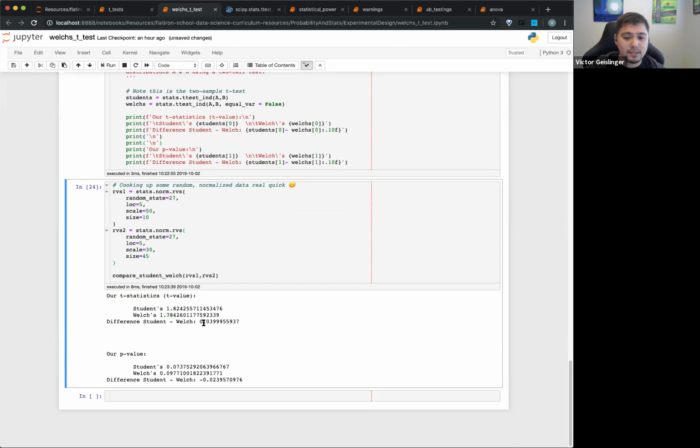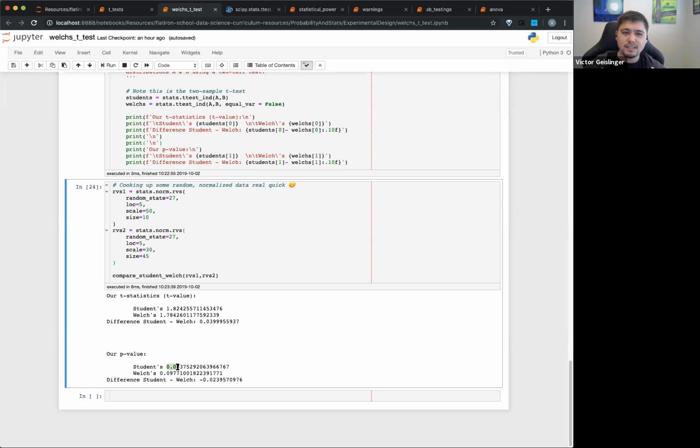And you can see the difference is about 0.039, right? So you can see there is a difference between the two. And then you can see our p-value. Our p-value is kind of interesting here, in that they're both not significant, but they're pretty close. So, for example, let's say we had an alpha value of 0.08. Student's t-test would say there is a significant difference, where Welch's t-test would say there's not a significant difference between the two. So note that it's a little more robust in that way.